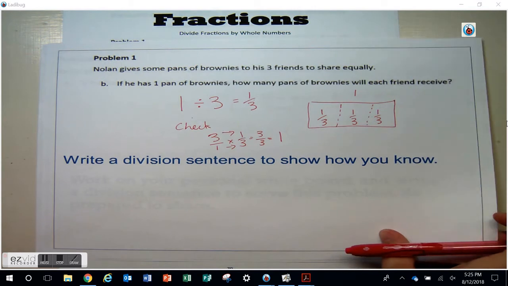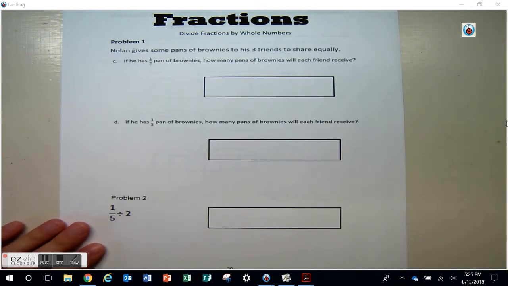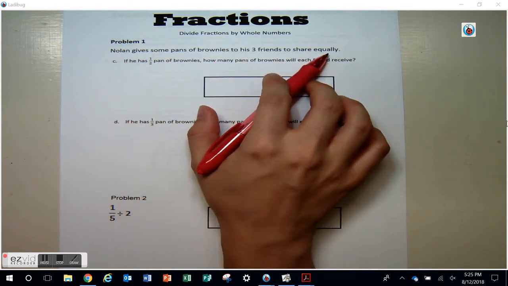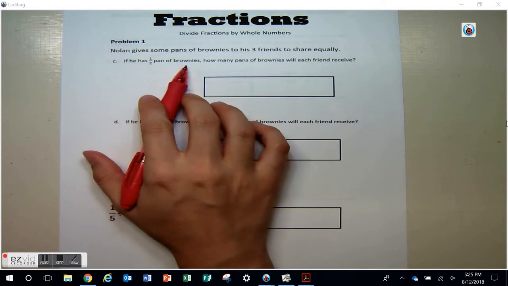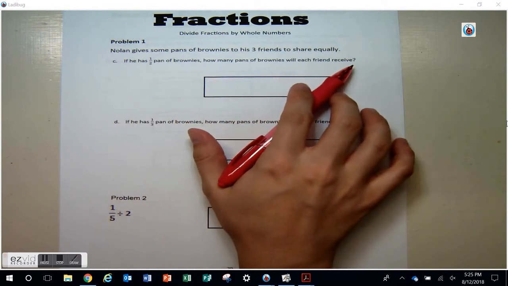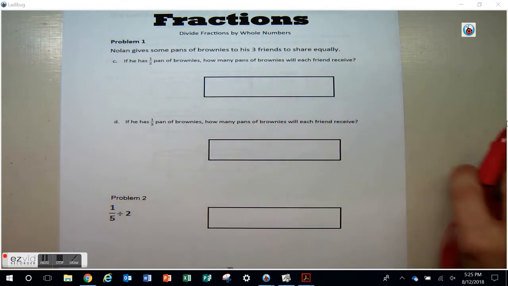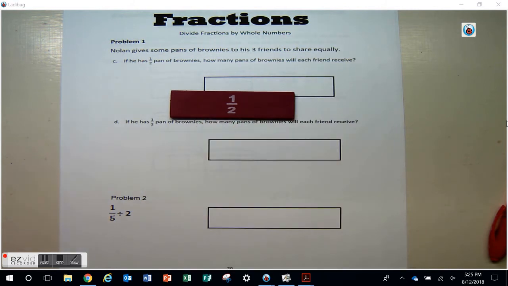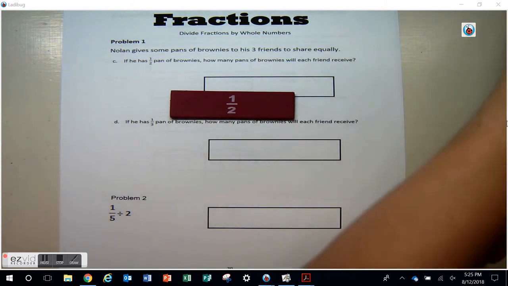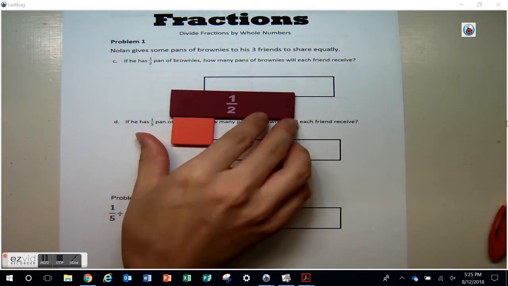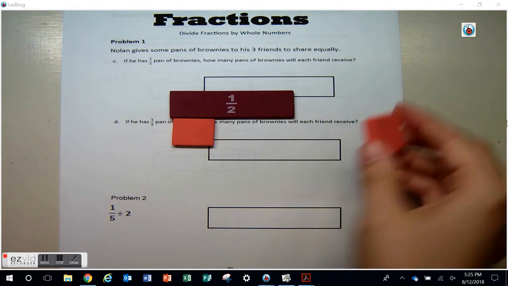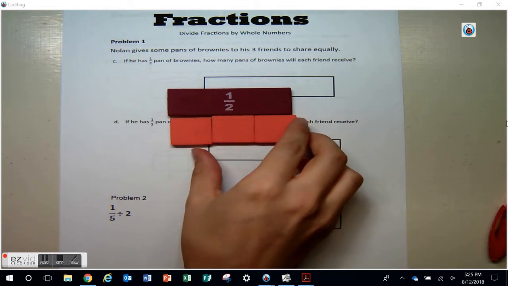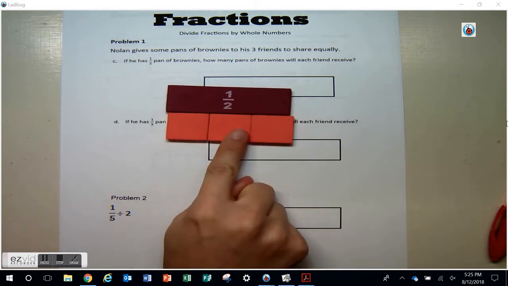Let's look at another problem here. If Nolan gives some pans of brownies to his 3 friends to share equally, if he has 1/2 a pan of brownies, how many pans of brownies will each friend receive? Well, if he has half a pan of brownies, I'm going to bring out my fraction bars here. And I want to find 3 pieces. 1, 2, 3. 3 pieces, because he wants to give to 1, 2, 3 friends still.